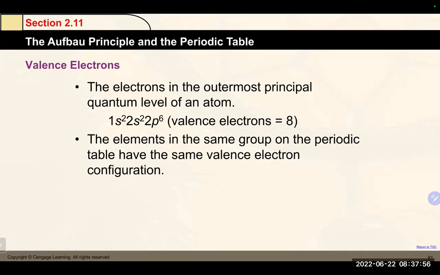Transition metals are a little bit different. When they do lose electrons, as we talked about, they will lose their s electrons first, as those end up actually being higher in energy than the d orbitals. And those highest-energy electrons are what are referred to as the valence electrons. Valence electrons are really important, especially for what we're talking about in the next chapter, which is bonding.